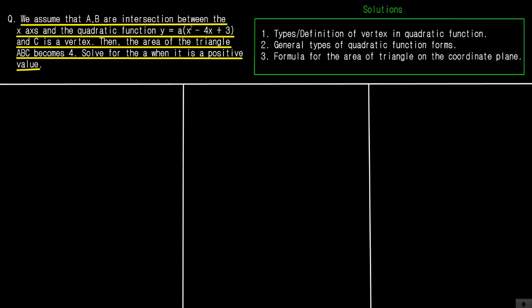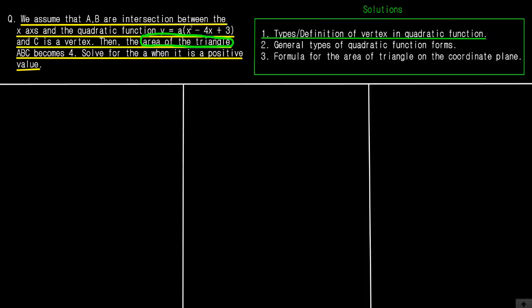So this question is basically asking us to solve for the area of a triangle that is formed by the 3 points A, B, and C on the coordinate plane. And there are 3 solutions that we have in order to approach this question. As the first solution, we need to think about the types and definition of the vertex in a quadratic function.